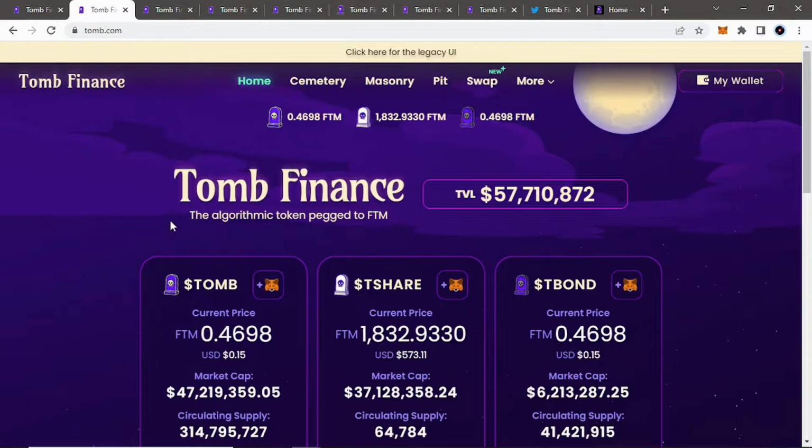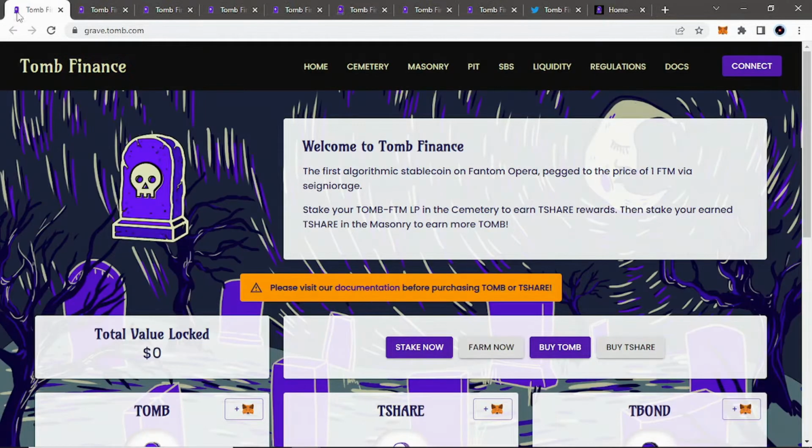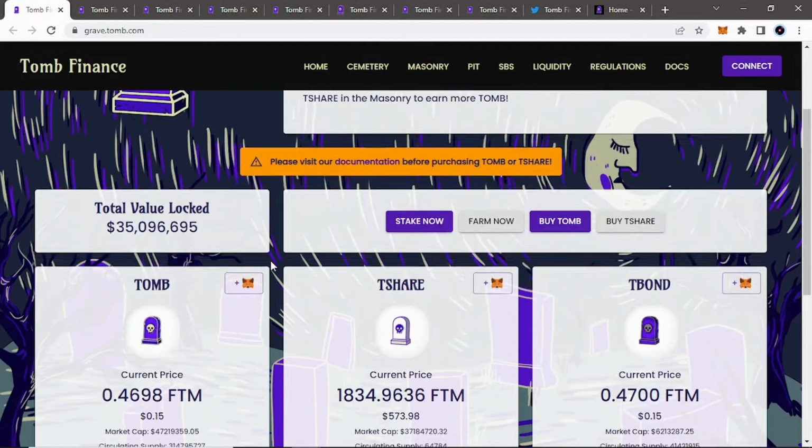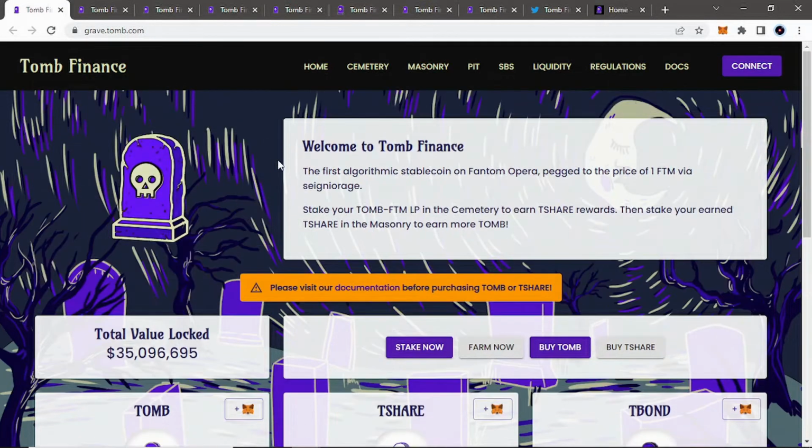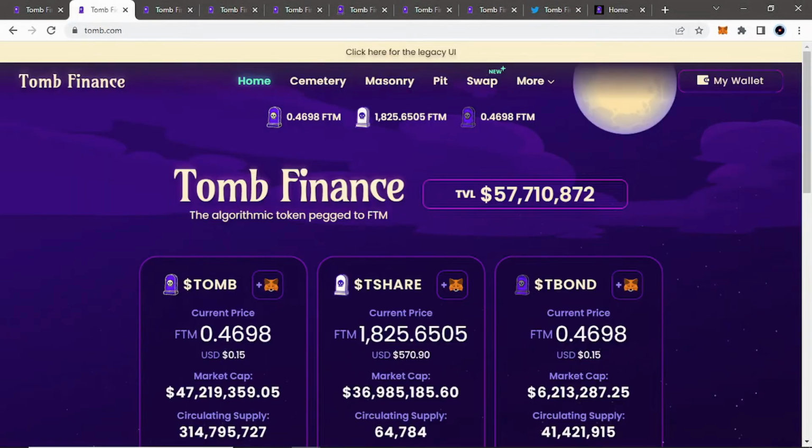Otherwise, we'll get into Tomb Finance. And real quick before we get into Tomb Finance, if you ever want to swap between your seed, click this Legacy UI. This is what Tomb Finance used to look like. So if you see Tomb forks, that's kind of where you get it from. So this is our old UI, but they have upgraded their UI.